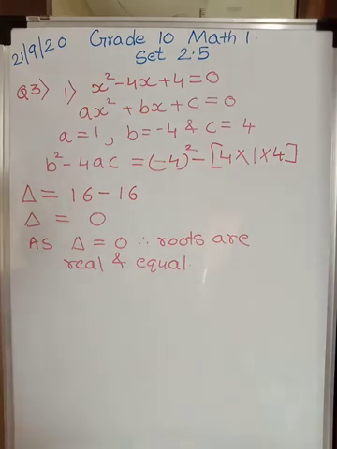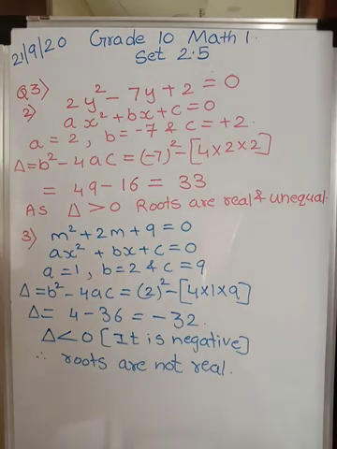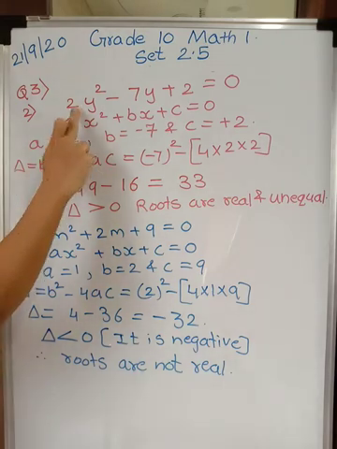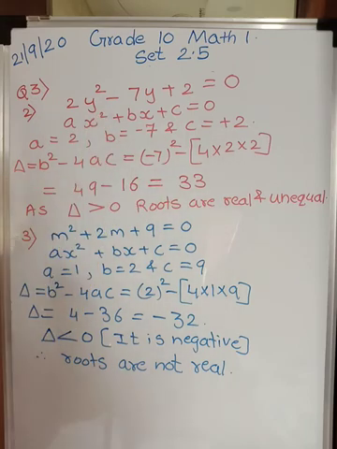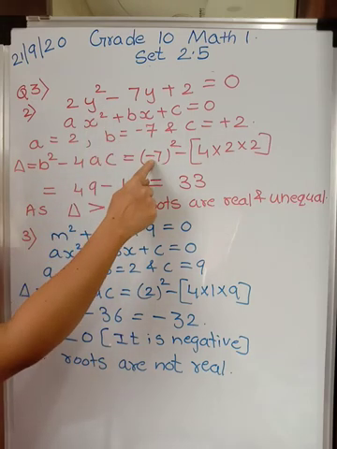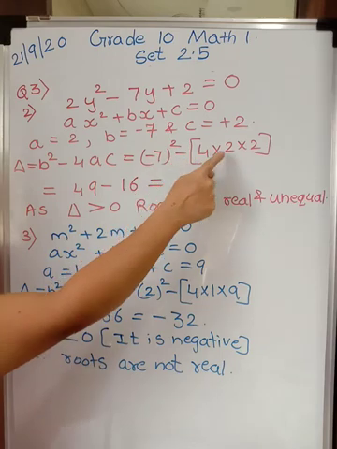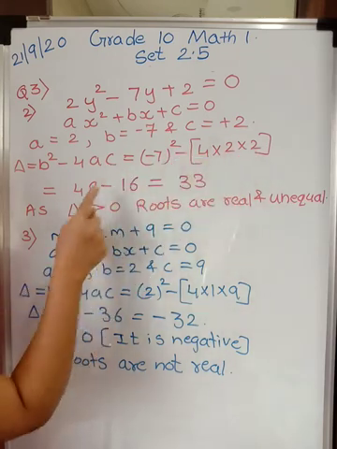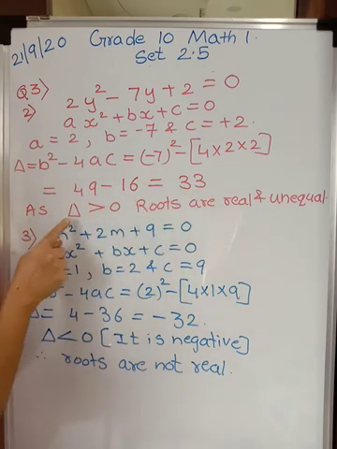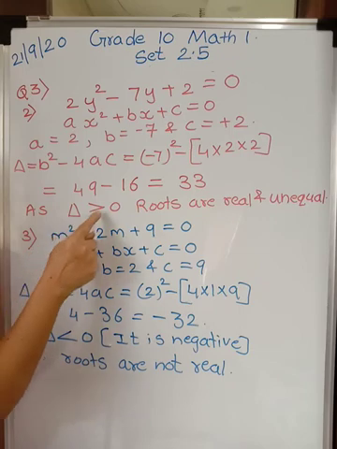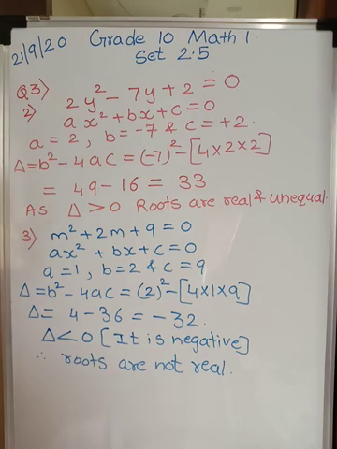Okay, let's find the other values also and see what is the nature of the roots. Let's quickly go to the other two problems from question 3. 2y square minus 7y plus 2. Value of a is 2, b is minus 7, c is plus 2. Calculate b square minus 4ac. Minus 7 square is 49 minus 4ac. 4 twos are 8, 8 twos are 16. 49 minus 16 is 33. Now this is positive. So delta or discriminant is greater than 0. It is positive and therefore the roots are real but unequal.